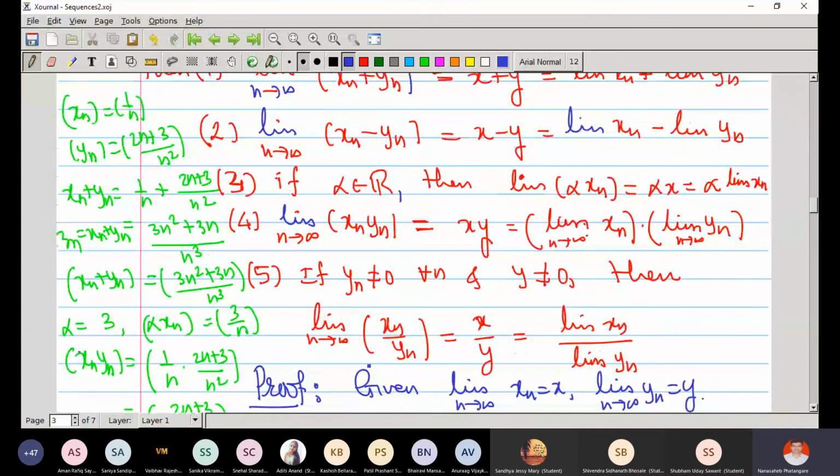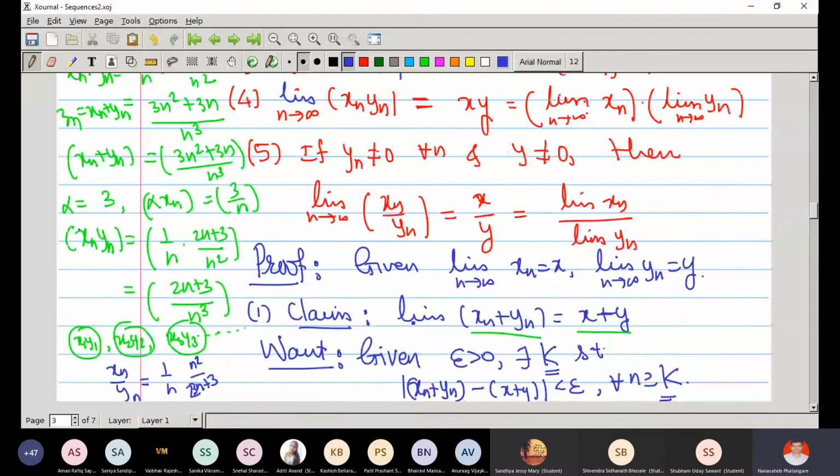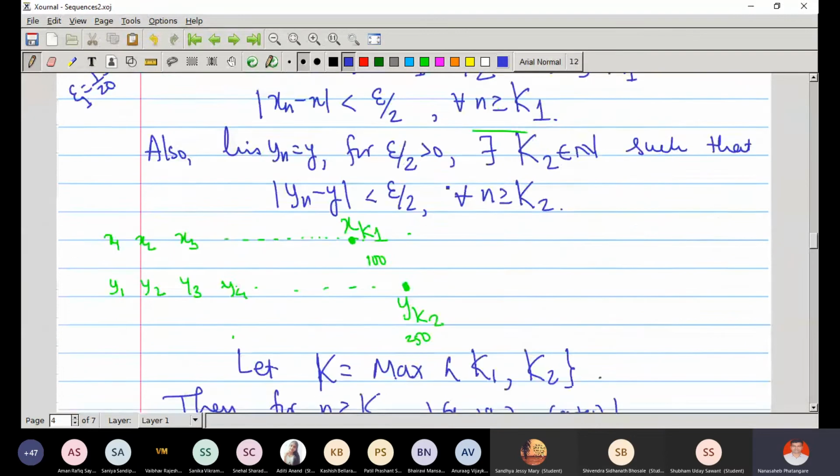Okay. Now, what is our next point? So limit n tends to infinity of xn yn is xy. This we proved. Now, what about the quotient? If yn is non-zero for all n and limit of yn is non-zero, then limit of xn upon yn is limit of xn upon limit of yn. Correct?